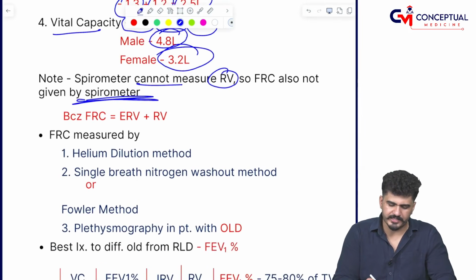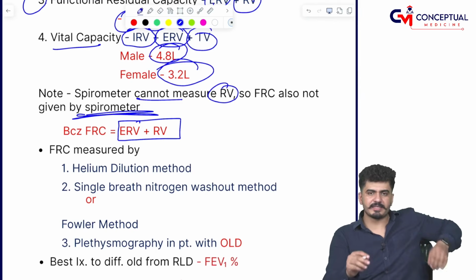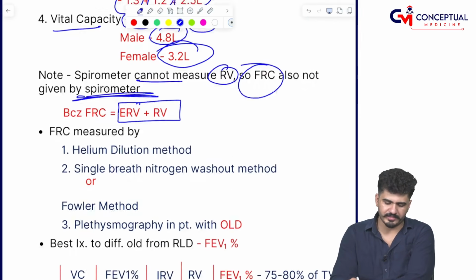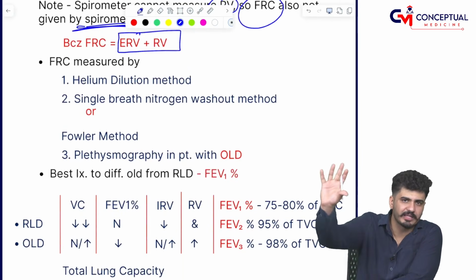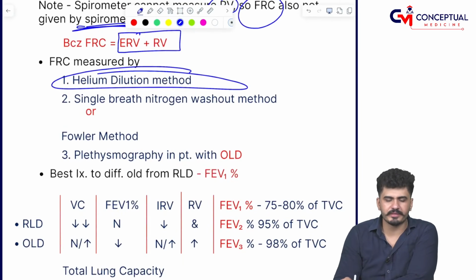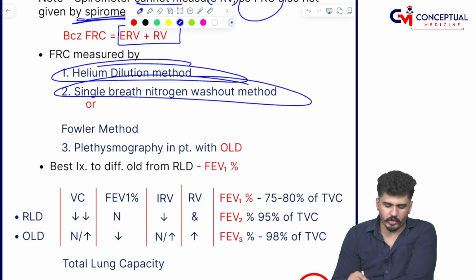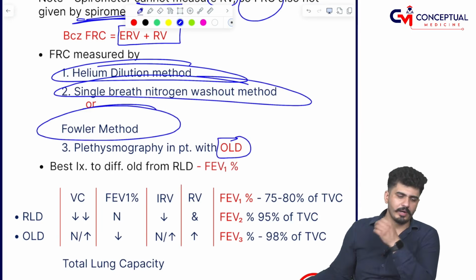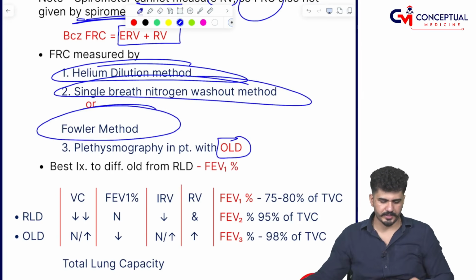So FRC is equal to ERV plus RV, because it is a mixture of ERV plus RV. So if RV is not there, you cannot calculate FRC. FRC can be measured by other methods. Those are helium dilution method, single breath nitrogen washout method, which is also called Fowler's method, and plethysmography, which is done in the OLD patient. OLD, that is obstructive lung disease patients.